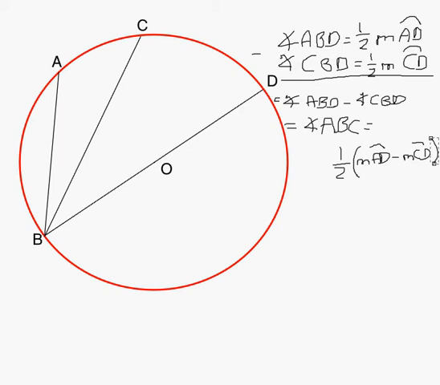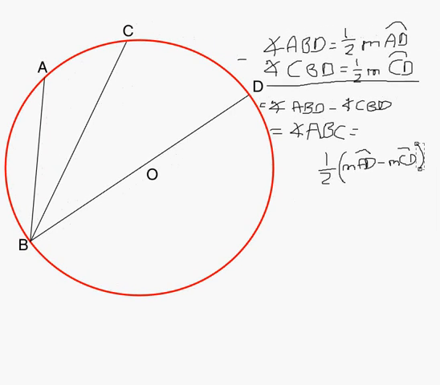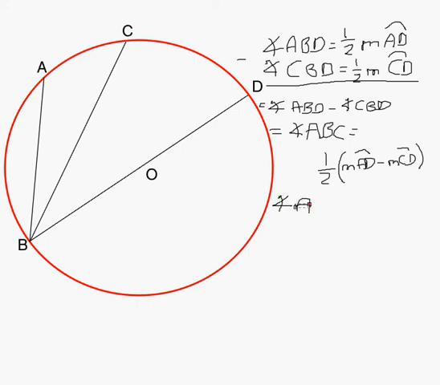Let me just move that over a bit so that you can see that, just in case it gets clipped off at the edge. So now what we know is that the measure of angle ABC, consolidating our terms, equals 1/2 times the measure of arc AD minus the measure of arc CD. But AD minus CD leaves the measure of arc AC. So angle ABC, which is the inscribed angle, is equal to 1/2 times the measure of arc AC. And this was what we originally set out to prove.